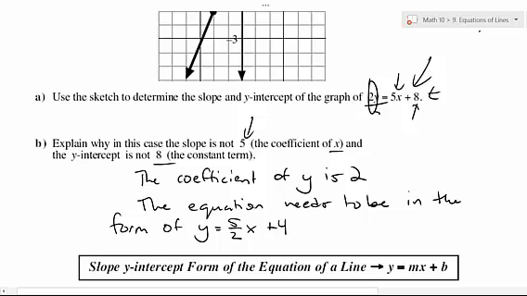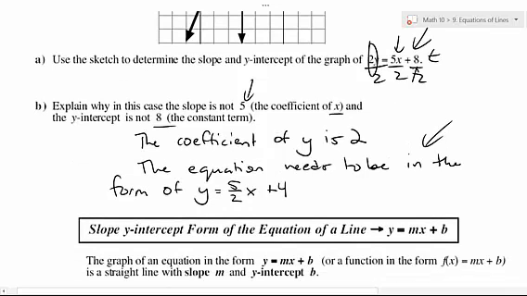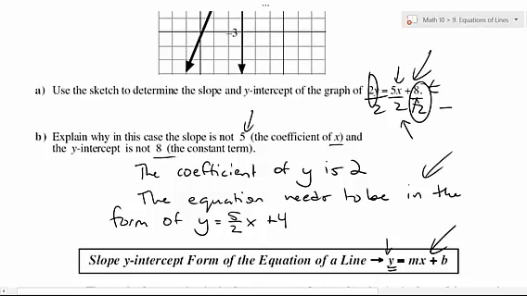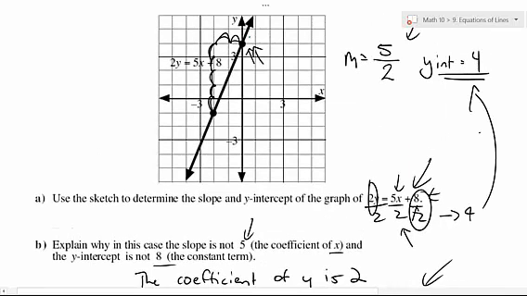Now, if we divided everything by 2, it would work. So the equation needs to be in the form y equals 5 over 2x plus 4. The equation has to be in this form with y with no coefficient, okay? If we do have a coefficient, we're just going to have to divide by whatever that coefficient is, because 8 over 2 actually equals 4, which is what we see right up here, and we see 5 over 2 right there.